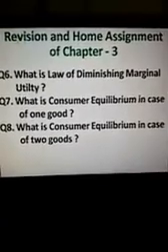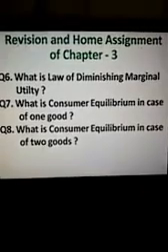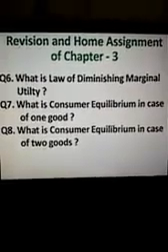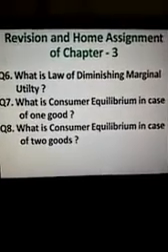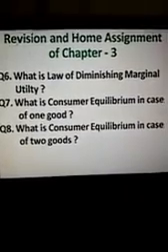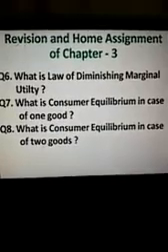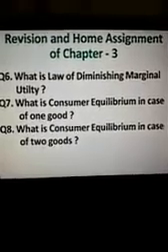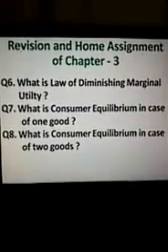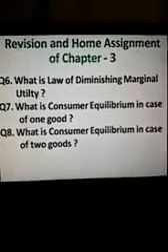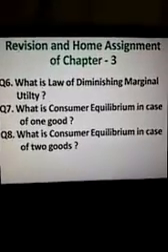Seventh question is, what is consumer equilibrium in case of one good? As you know, every consumer wants maximum satisfaction and a producer wants maximum profit from the production of a good. So you have to define by schedule and diagram what is consumer equilibrium in case of one good. Eighth question is, what is consumer equilibrium in two goods? When goods are two, how will the consumer derive equilibrium from their consumption? Again you have to write the definition, diagram and schedule.